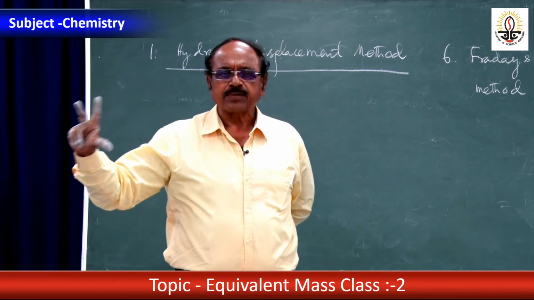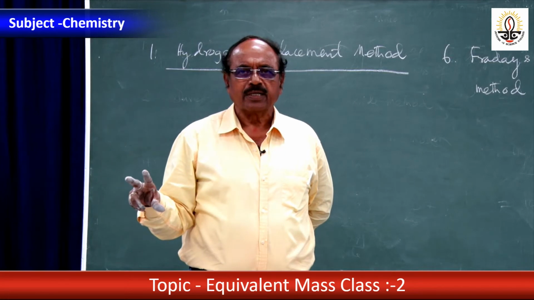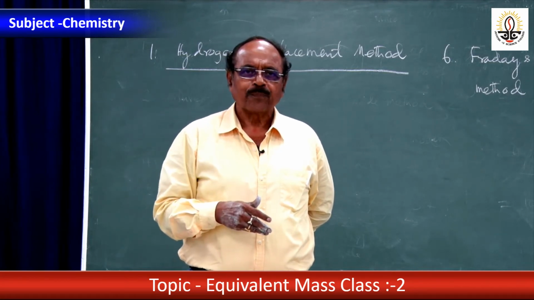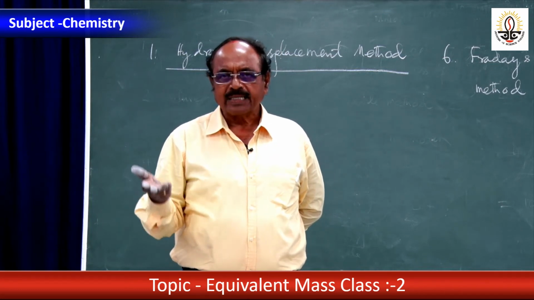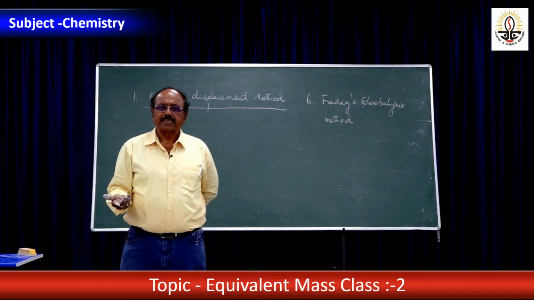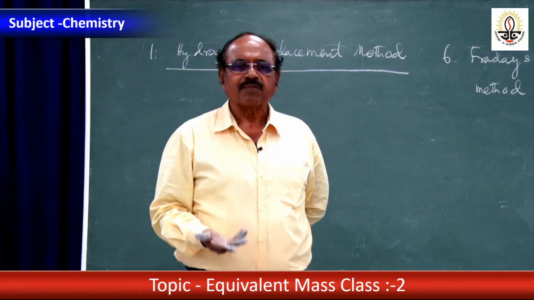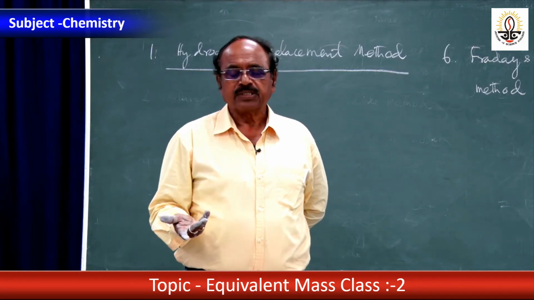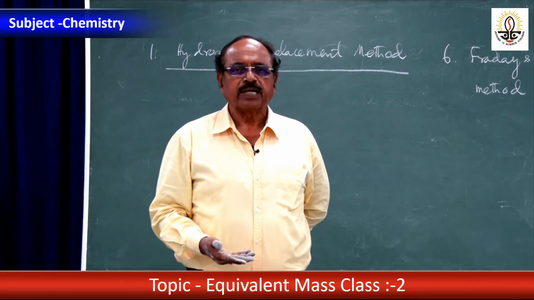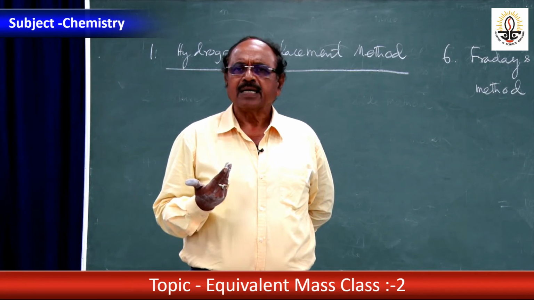So, we will collect the hydrogen gas at room temperature and pressure. Then we will know the volume of hydrogen at NTP. By calculating the volume of hydrogen at NTP, we can calculate the mass of hydrogen. So, the number of parts by mass of metal which displace 1.008 parts by mass of hydrogen will be the equivalent mass of the metal.